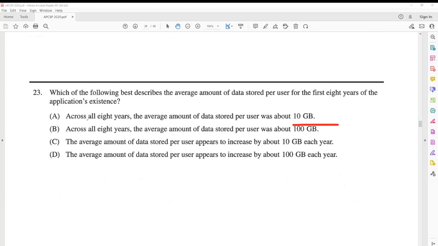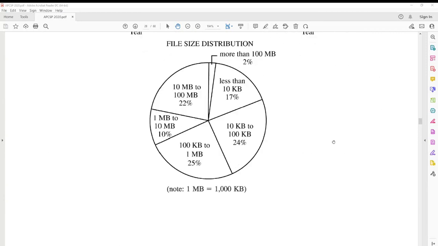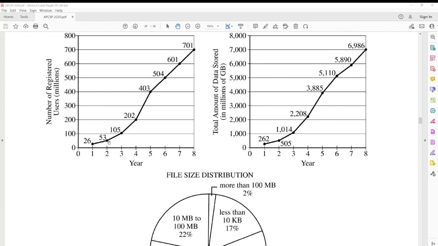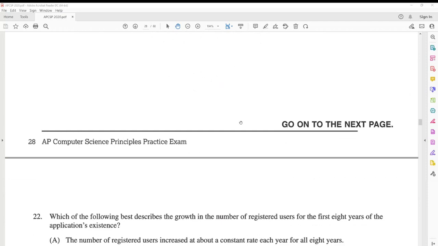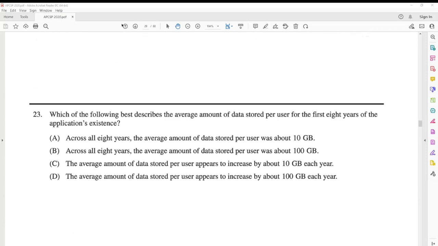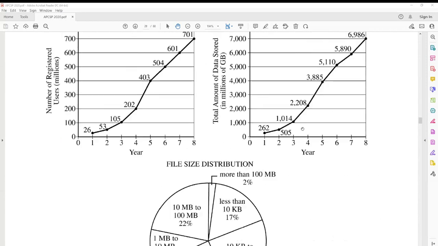So this one is the average usage. And here in C and D, the average amount of data stored per user appears to increase by 10? No, it doesn't increase by 10. Every year is actually almost the same, so the amount per person doesn't increase. So here the answer would be A on 23. Okay, 23 is A.